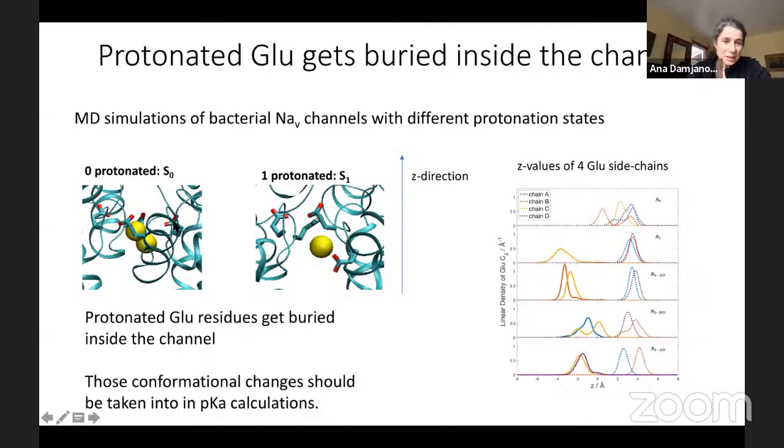So they cluster here. And then when you protonate one, it goes further down into the channel. You can see this here. This is for S1, the Z values. You see the protonated one has lower Z value. And then for S2 state, these are 3 different S2 states. Again, the protonated ones are buried further inside the channel. So of course, when we're doing pK calculations, we have to take into account these conformational changes.